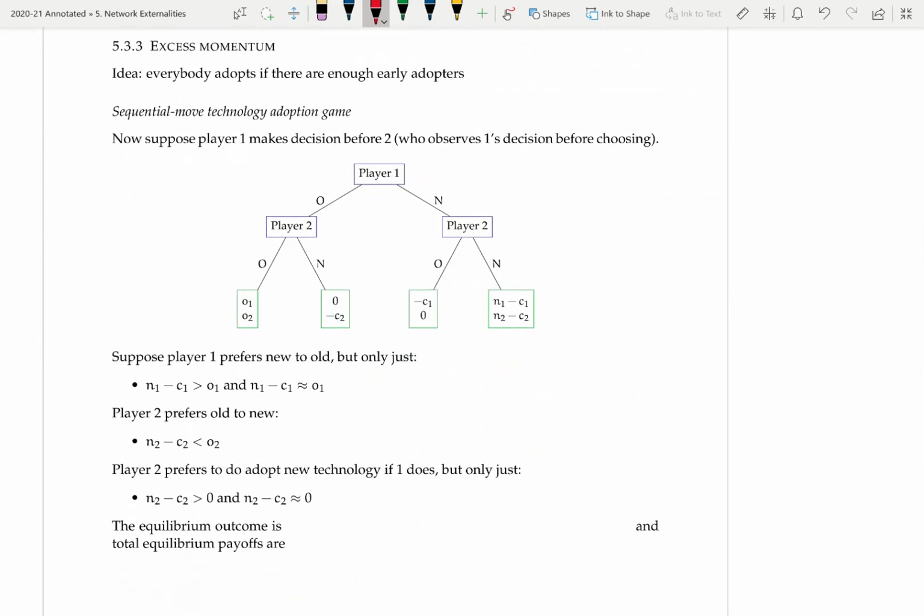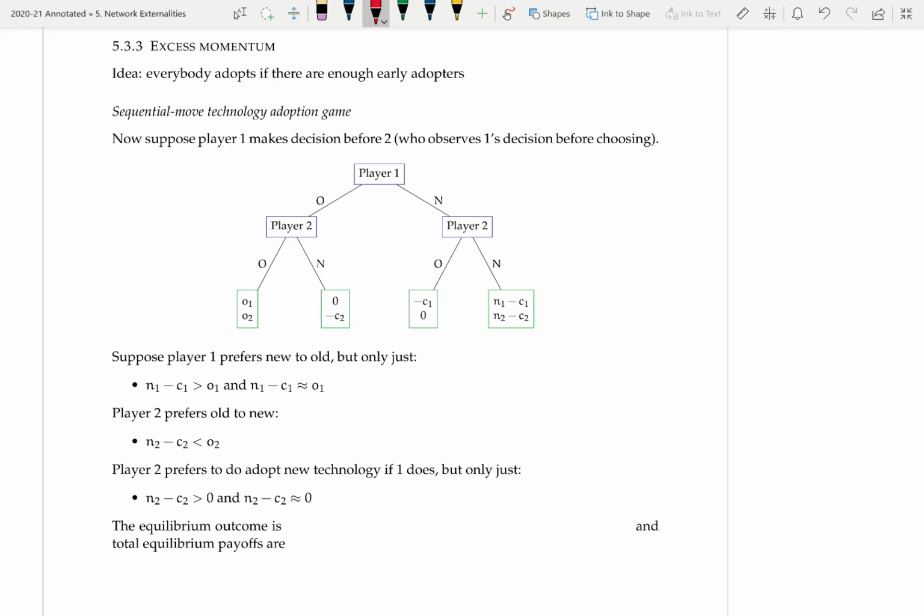On the other hand, we may have excess momentum where a technology is adopted, even though overall consumers would be better off if it were not adopted. The reason a technology might be adopted, even though consumers are better off if it weren't, is that if there are enough early adopters, they essentially force their choice on the others. The others are better off switching from the old to the new technology if there are enough people adopting that new technology because of the network benefits.